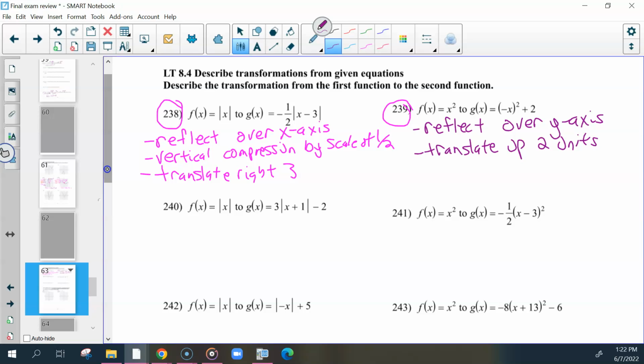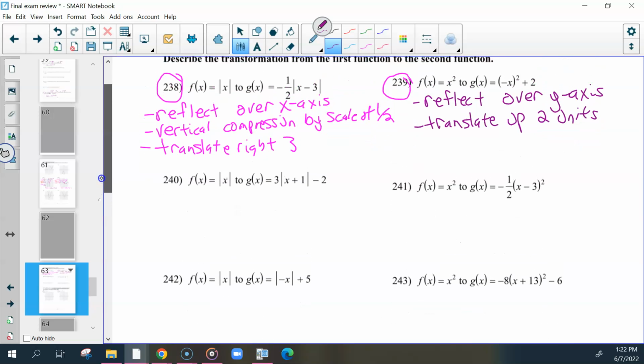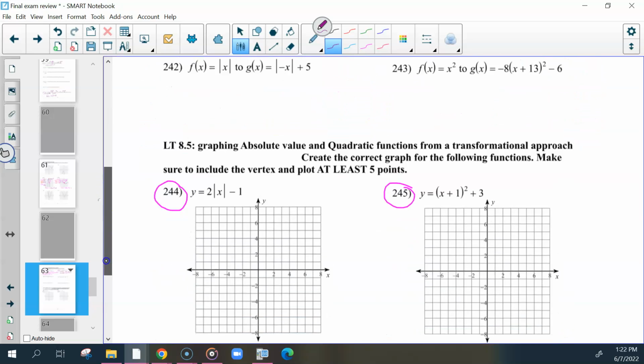Questions on that? You got the right word. Yes. You have to describe the transformation.